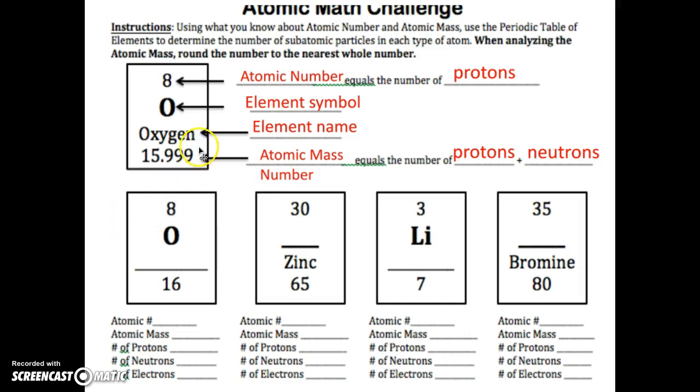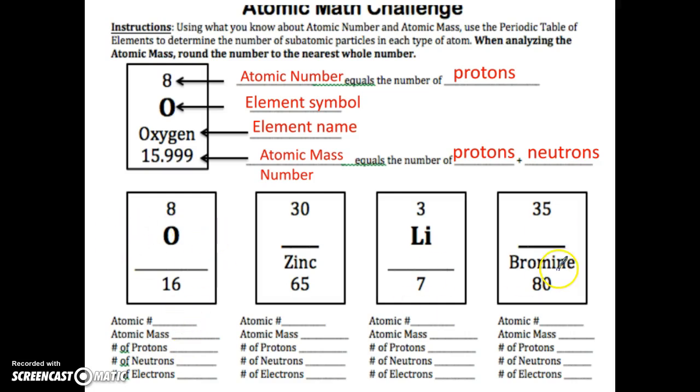Now you'll notice that this is a decimal number, but the exact same box has a whole number. That's because we've just rounded all of these numbers, and we'll learn later why this is a decimal number. But for this case, all you need to know is the difference between atomic number, which tells you the number of protons, and the atomic mass number, which is the number of protons plus neutrons.